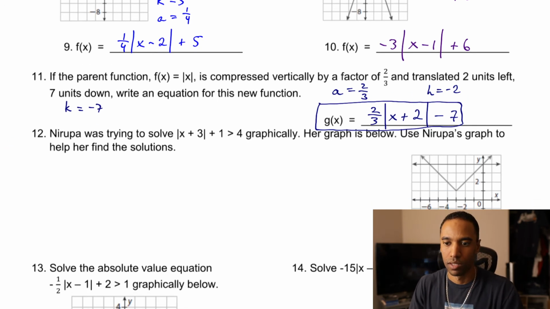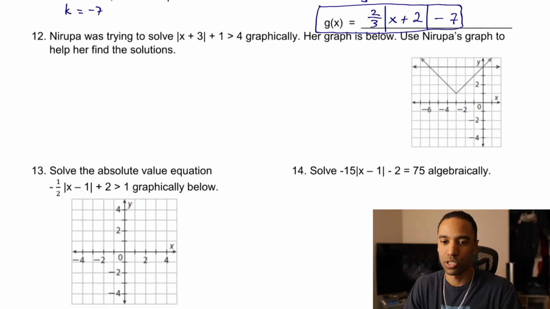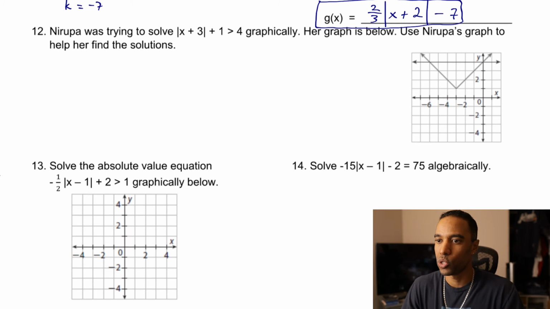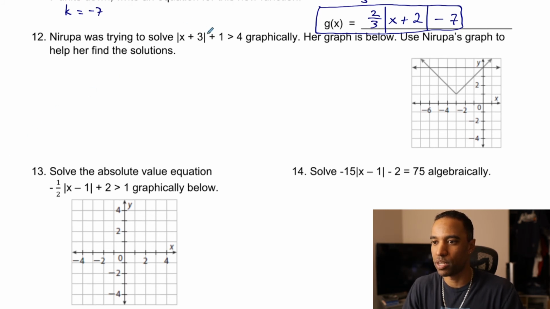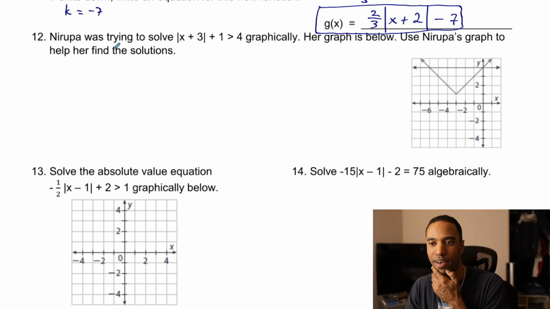Okay. Number 12. Am I going? Yeah, I'm going a lot faster this time. Nirupa was trying to solve the absolute value of x plus 3, and then close it, plus 1 is greater than 4 graphically. Her graph is below. Use Nirupa's graph to help her find the solutions.